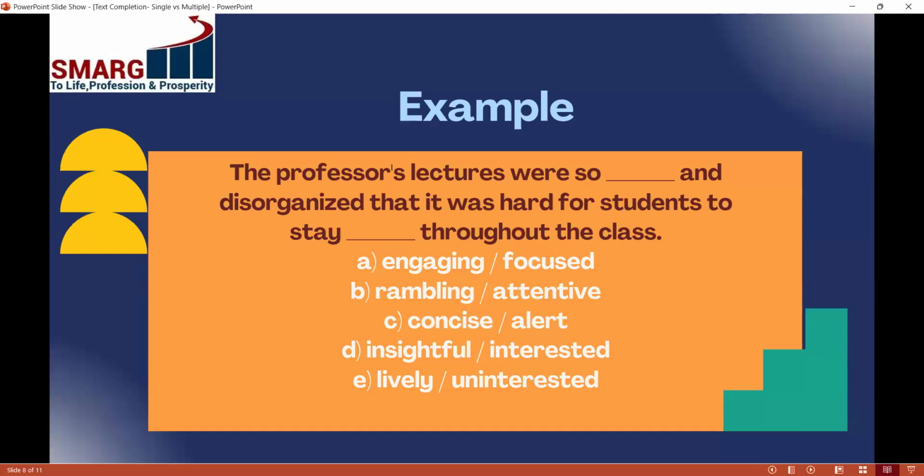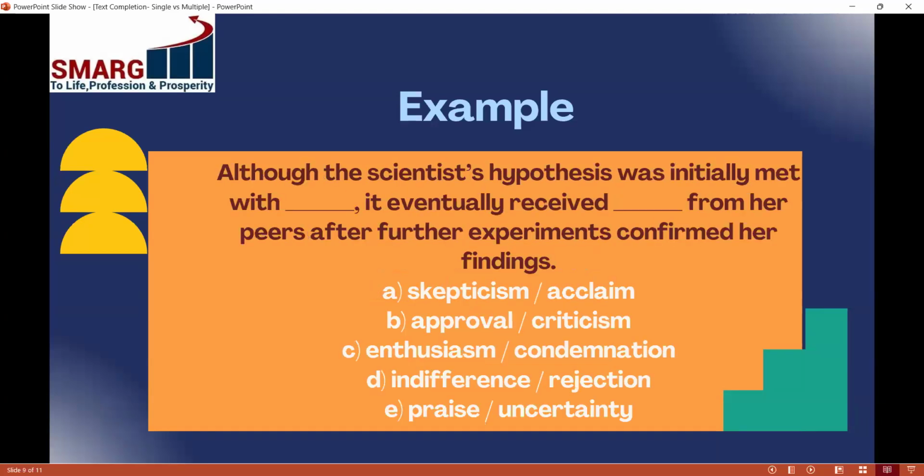All right. Next one. Very quickly, Vishal, just read out the question. Yes, ma'am. Although the scientist's hypothesis was initially met with dash, it eventually received dash from her peers after further experiments confirmed her findings.